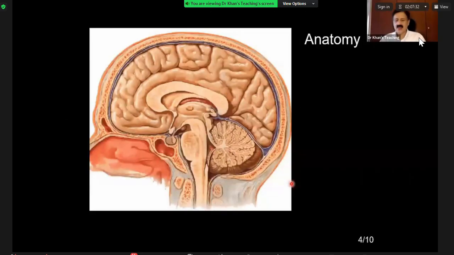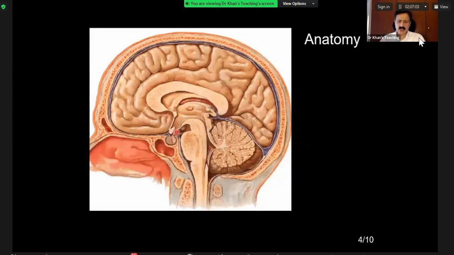Okay, very good. Right. So let's go back to the anatomy. If you see here, this is the pituitary gland. This is the anterior pituitary. This is the posterior pituitary. The anterior pituitary arises, embryologically speaking, from the roof of the mouth, and the posterior pituitary is actually an outpouching of the diencephalon, so it is from the brain.